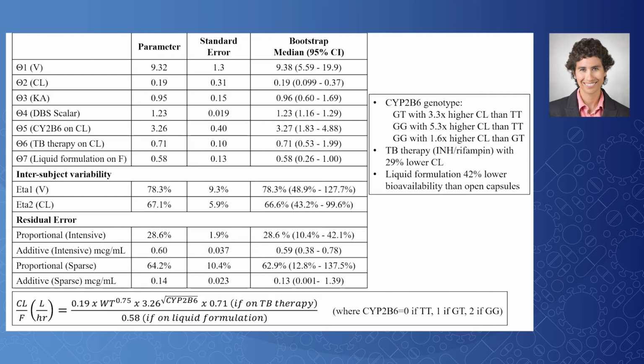TB therapy also had a significant effect on clearance. We were expecting the TB therapy to increase clearance due to the effect of rifampin. However, we saw a value of 0.71, so clearance was 29% lower with TB therapy, and this was predominantly due to the effect of INH. The liquid formulation led to a 42% lower bioavailability than open capsules.